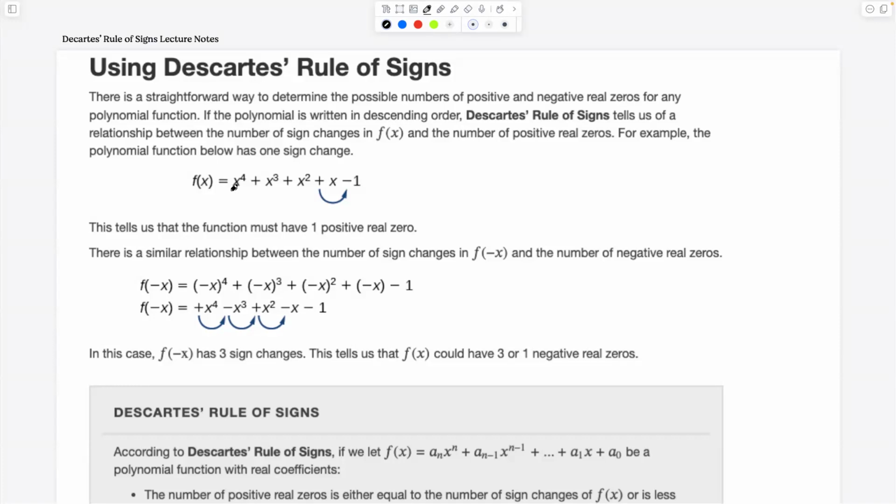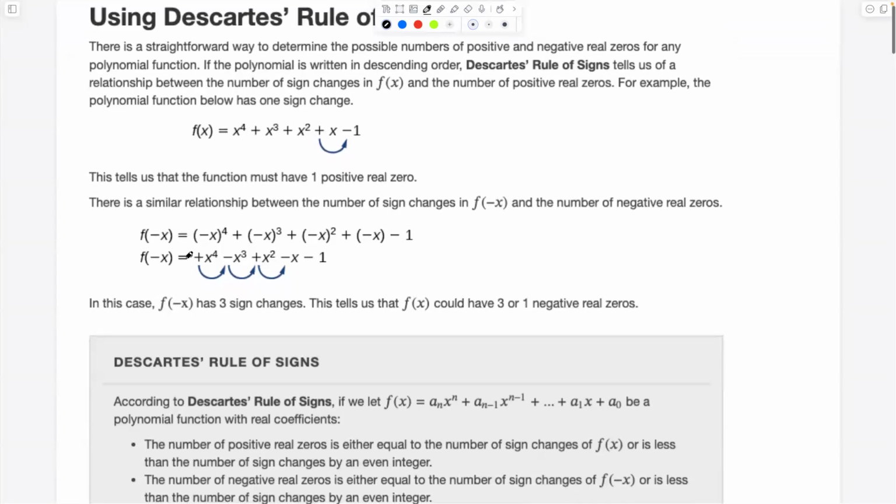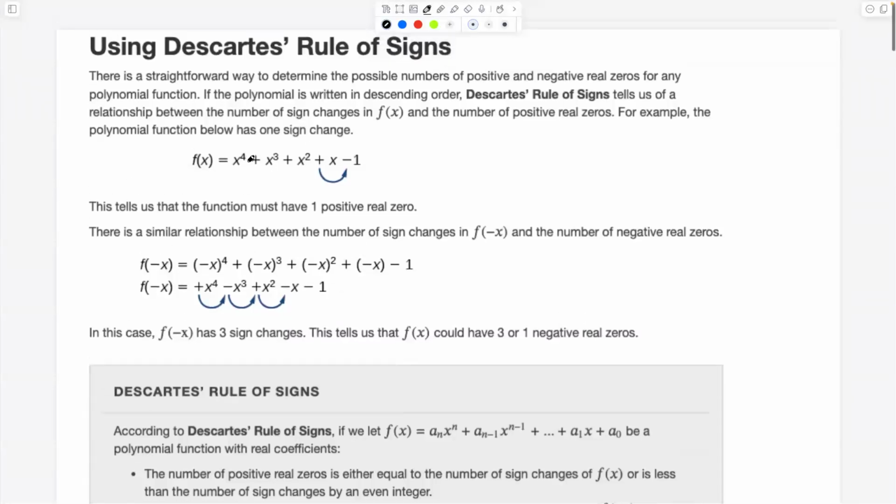Then we replace all of our x's with a negative x. We count again how many sign changes we have, and that will tell us something about how many negative real zeros we have. So, for example, this guy has only one sign change. Look, we're positive, stayed the same, still positive, still positive, still positive. Oh, we switched to a negative. That's one change.